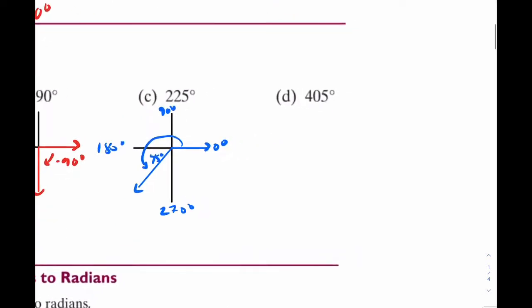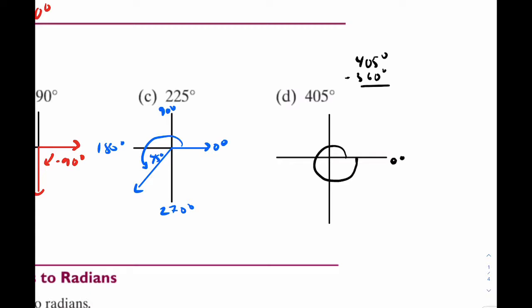And the last one, 405, this one's interesting because it's clearly over 360. So if you think about this, it's going to rotate one full time, and think about how much is left. If you actually were to do 405 minus 360, you get 45 degrees, which means this goes up 45 degrees more. And there's your answer.